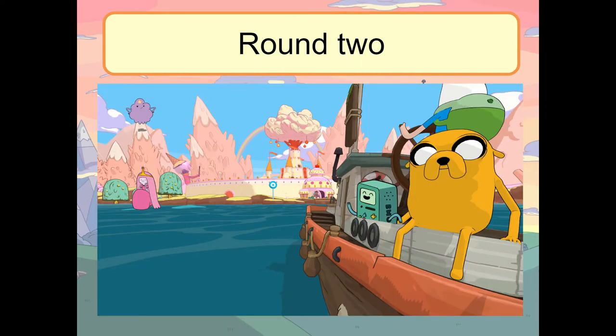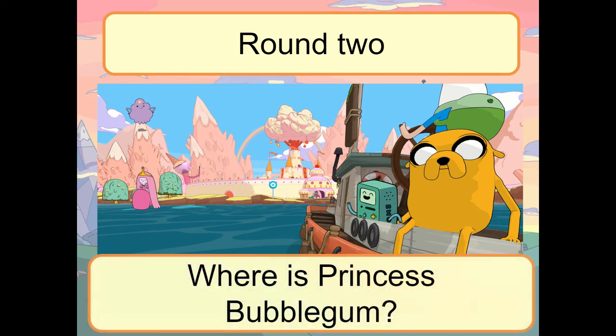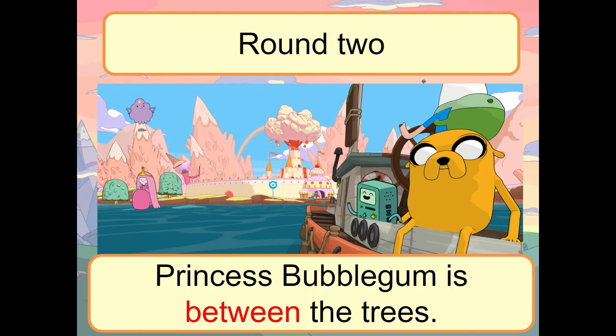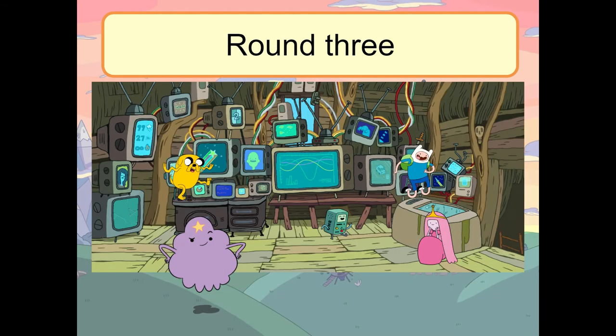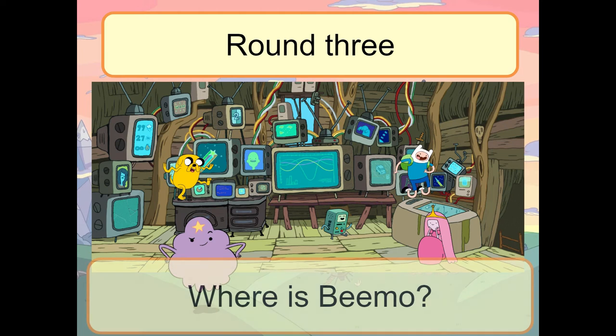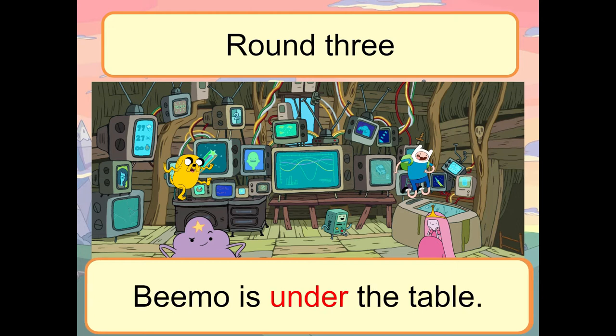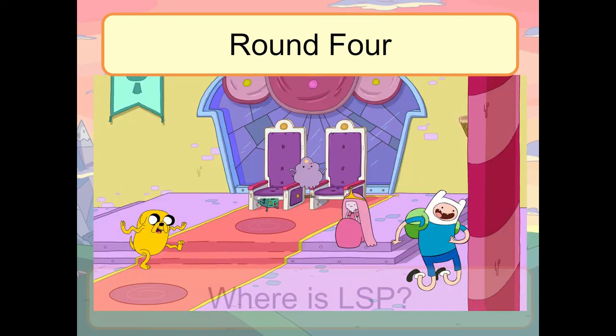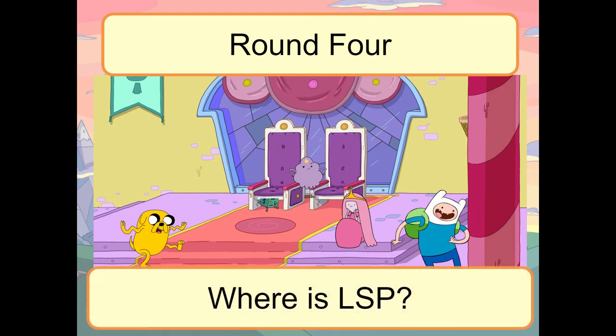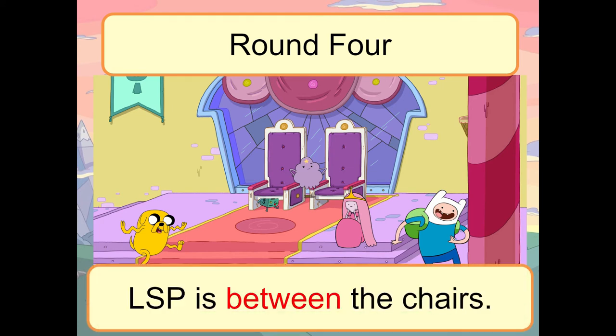Round two. Where is Princess Bubblegum? She is between the trees. Where's Beemo? Beemo is under the table. Where is LSP? LSP is between the chairs.